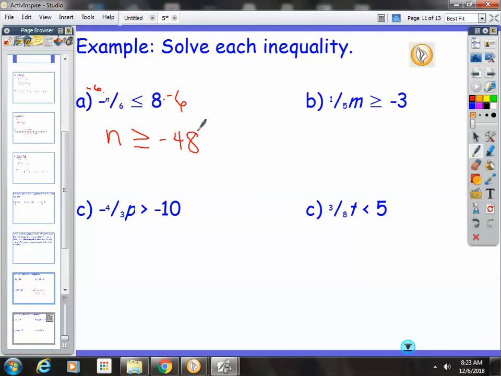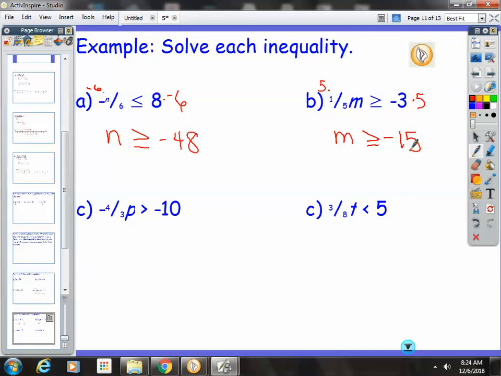How about letter B? What would you do to get m by itself? Instead of dividing by a fraction, what's a better choice? Multiply by the reciprocal. And what is the reciprocal of 1/5? 5. Let's multiply both sides of the equation by 5. That leaves you with m. Do I need to flip the inequality symbol? What about this? Negative 3 is negative. Does that cause it to flip? No, it doesn't. What number am I looking at? The 5. What number are we multiplying both sides by? The 5. That would not cause me to flip. So it doesn't flip. Still greater than or equal to negative 15.